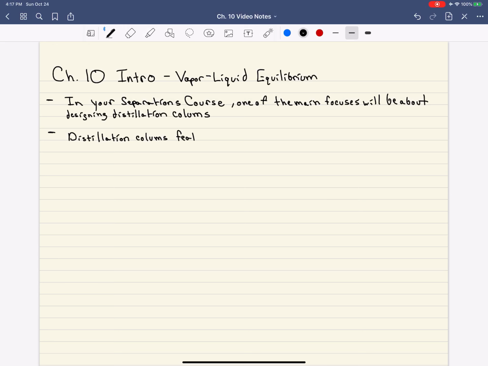Distillation columns feature mixtures of chemical species transferring between the liquid and vapor phases.